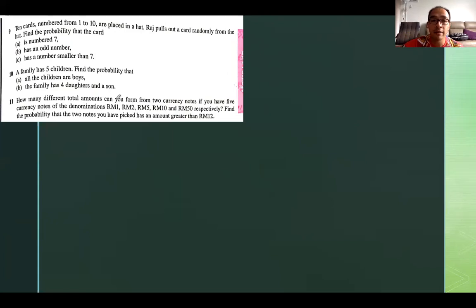So for example, I picked RM1 and RM2. So that's RM3. That's one event. That's one sample space. Another one is RM1, RM5. Okay, so the number of ways will be if I have 5 and I want to choose 2. 5 choose 2, yeah. 5C2, if I'm not mistaken. Okay, so there are 10 ways.